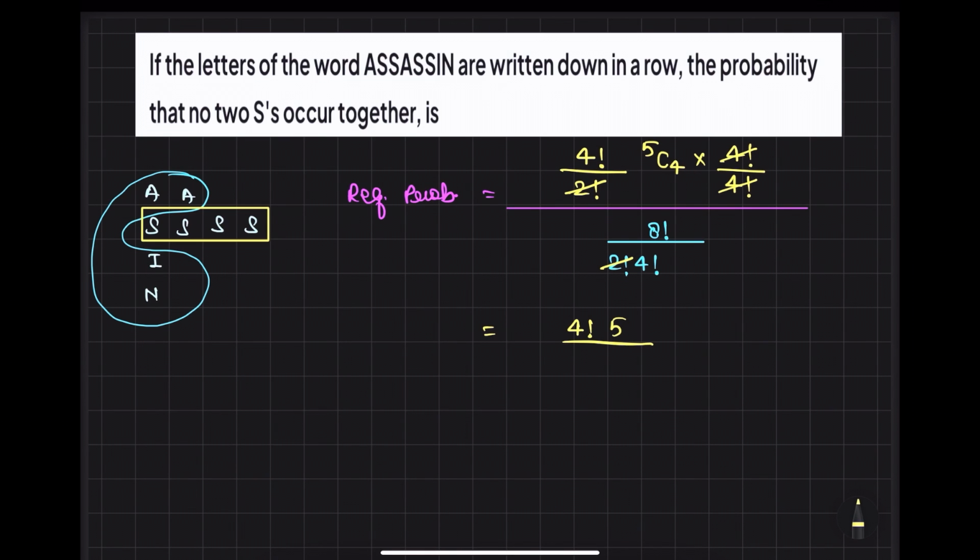8 factorial by 4 factorial. So I can write 8, 7, 6 and 5. So this thing is gone, and this 4 factorial can be written as 4, 3, 2. So 4 2s are 8, done. 3 2s are 6, done. So we are left with 1 by 14. Therefore the required probability is 1 by 14.